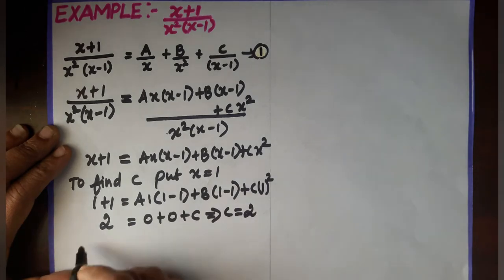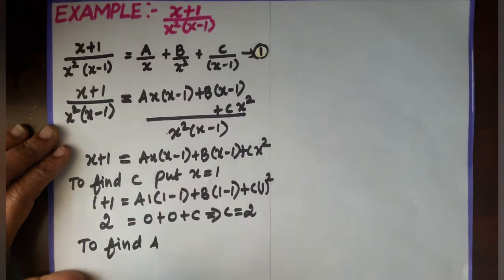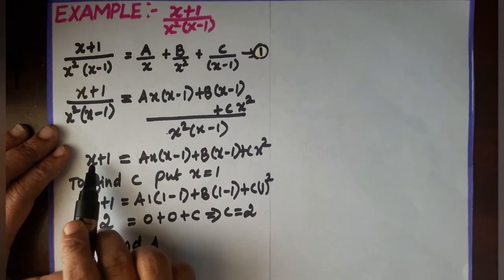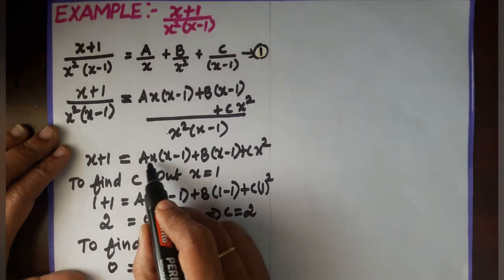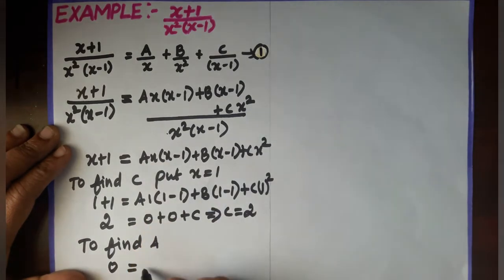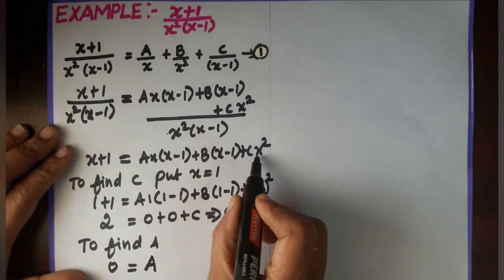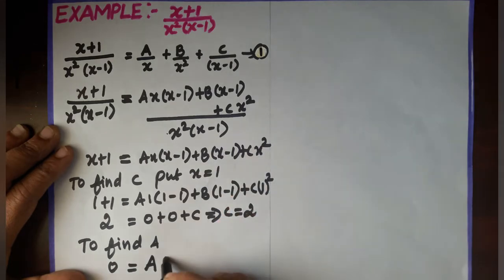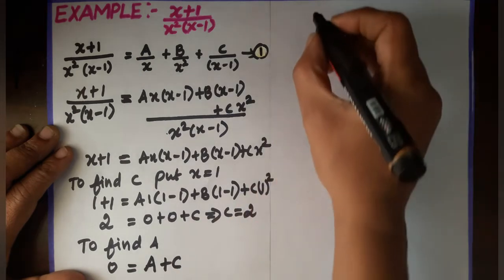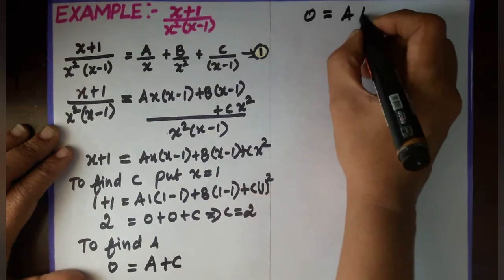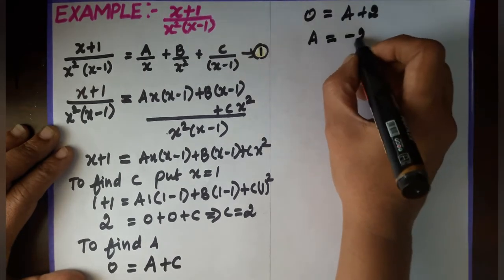Next, I am going to find a. To find a, equate the coefficient of x square. In the left side, we are not having a coefficient of x square. Then we get 0 in the left side. The right side, a x into x is a x square, so a. Second term, we are not having a coefficient of x square. Third term, the coefficient of x square is c. We know the value of c. c is 2. Then we get 0 equal to a plus 2, which gives a equal to minus 2.